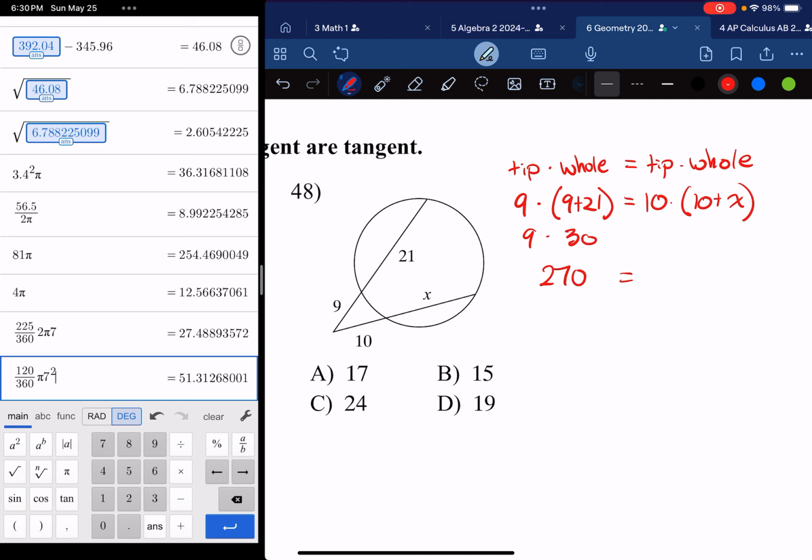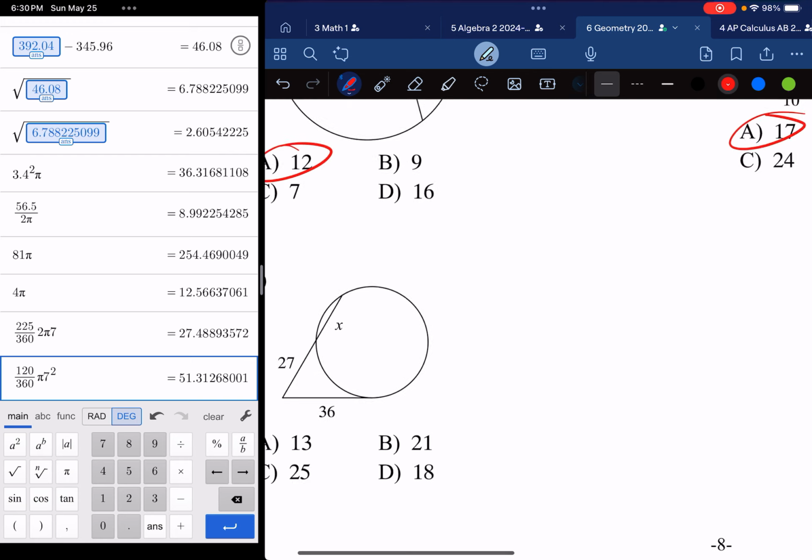So 270 is equal to, okay, let's distribute over here. 10 times 10 is 100. 10 times x is 10x. And then I can solve this. I can subtract 100 on both sides, and I get 10x on the right-hand side is equal to 170. Divide both sides by 10. X is equal to 17. Done.